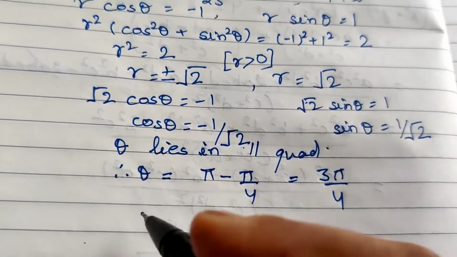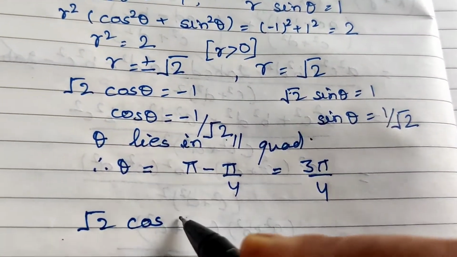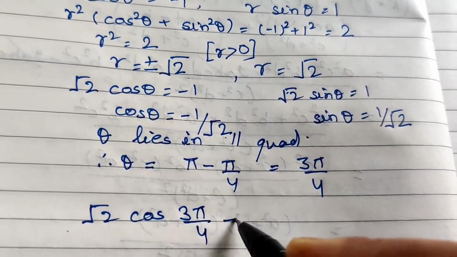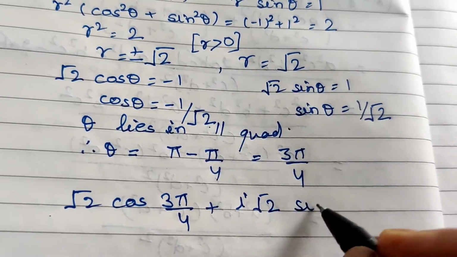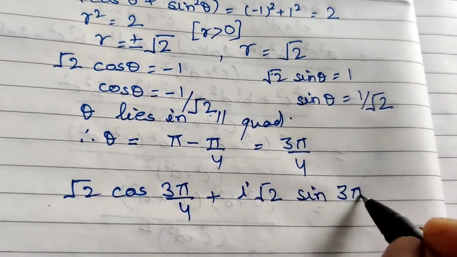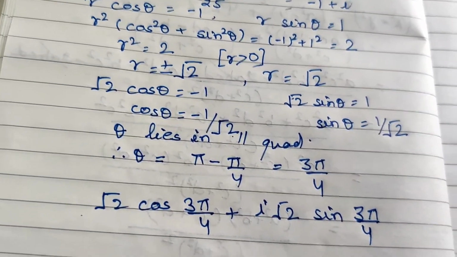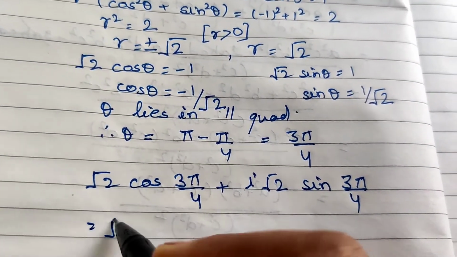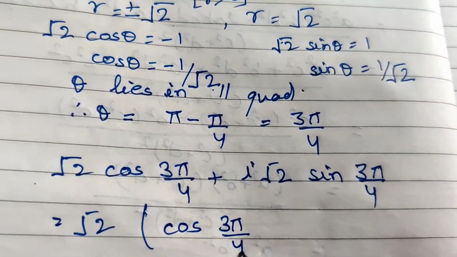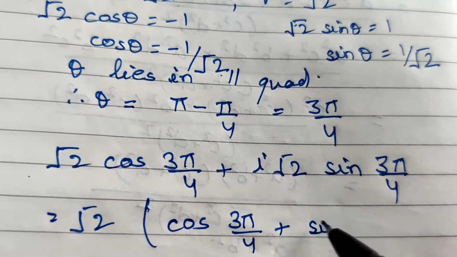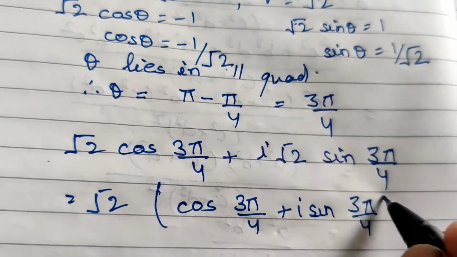Now the polar form is equal to root 2 cos 3 pi by 4 plus i root 2 sin 3 pi by 4, and you can take common root 2: root 2 (cos 3 pi by 4 plus i sin 3 pi by 4). Okay.